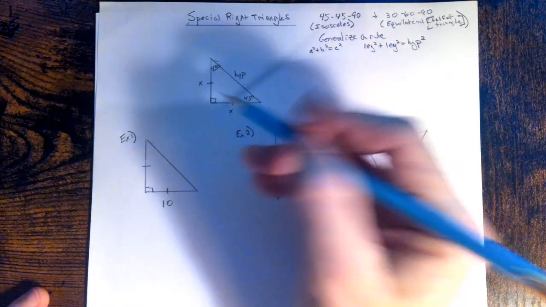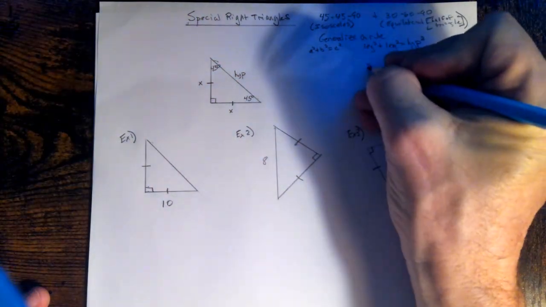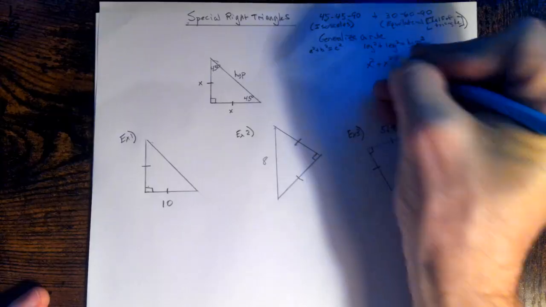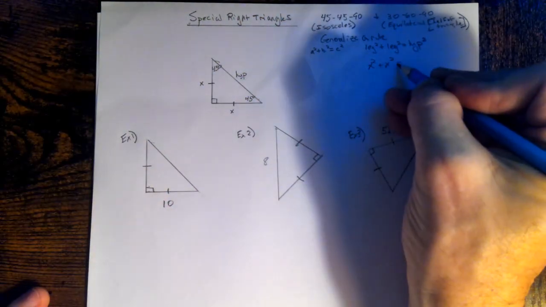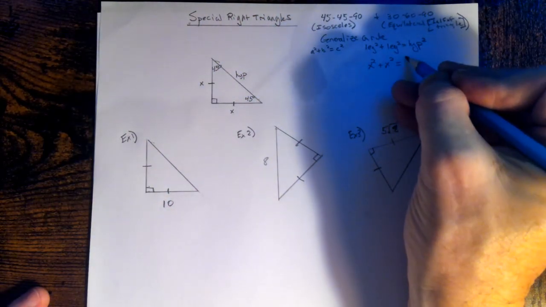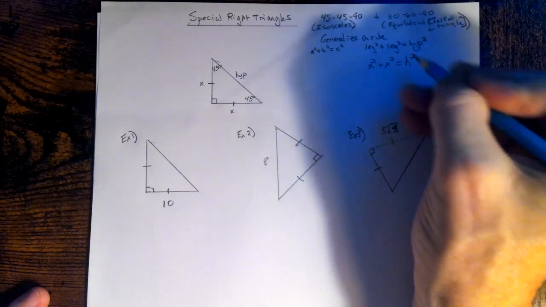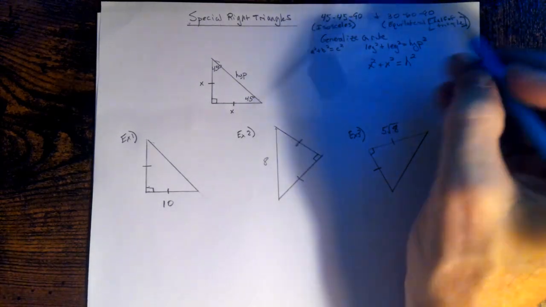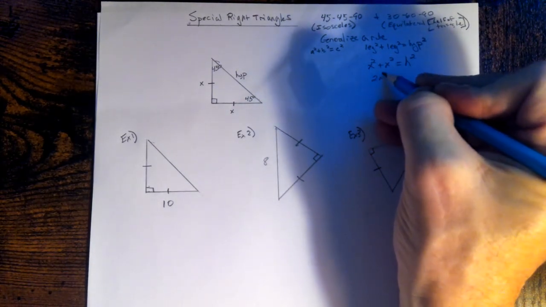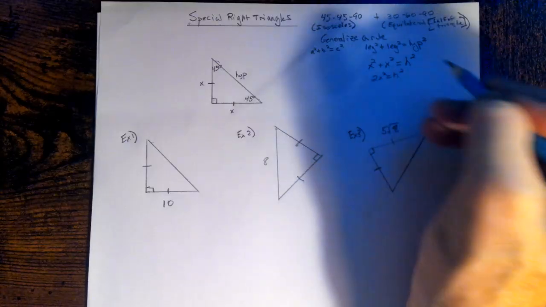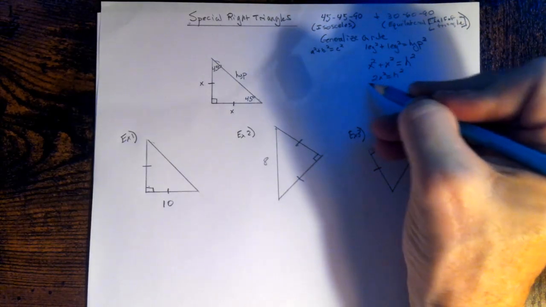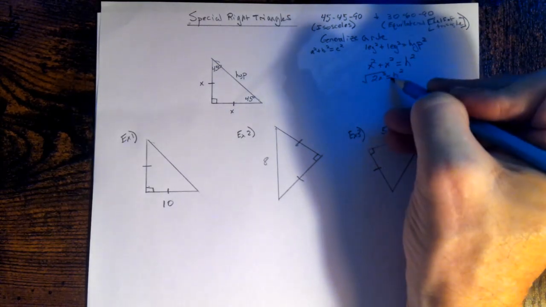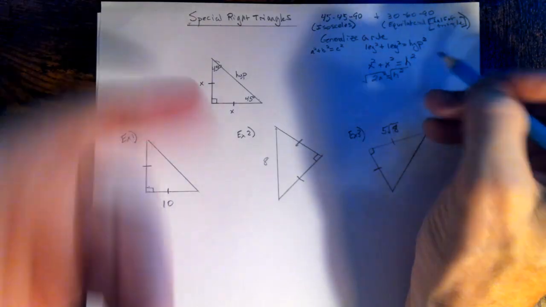So I know that the leg is x, so x squared plus x squared will give me, and I'll just use the hypotenuse squared, so why not just call it h squared for hypotenuse, and we'll simplify it. And so I have 2x squared equals h squared. So now if I take the square root of both sides, I know the length of the hypotenuse, right?